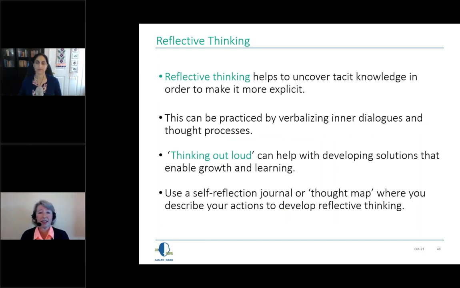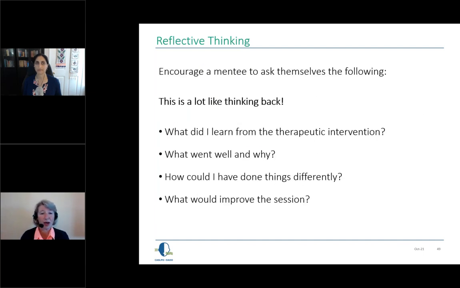So this reflective thinking is a way to help uncover that tacit knowledge. We want to make it more explicit. How can you do that? You can practice by verbalizing inner dialogues and thought processes, thinking out loud. So again, this is where the clinical reasoning tool could come in really useful. The mentee could actually write their thoughts down. Sometimes by writing it down, it helps us think out loud. Write it down and then say it out loud between you, the mentee, and mentor. Other options could be using a self-reflection journal, thought maps. You really want to think about why you're doing what you're doing. So you want to encourage the mentee to ask themselves the following.